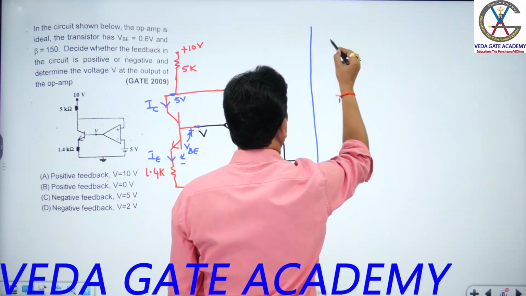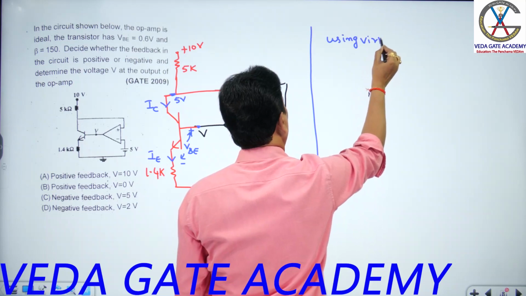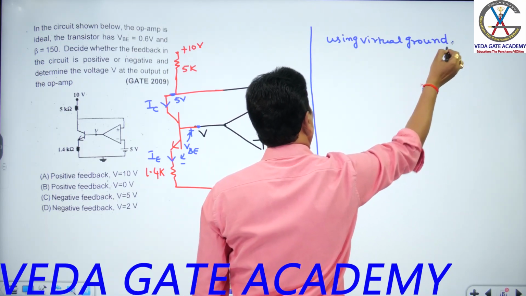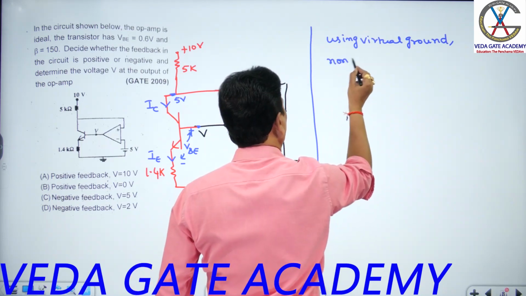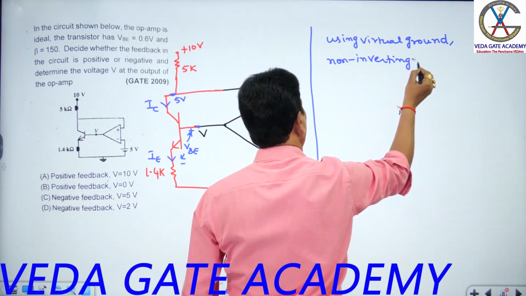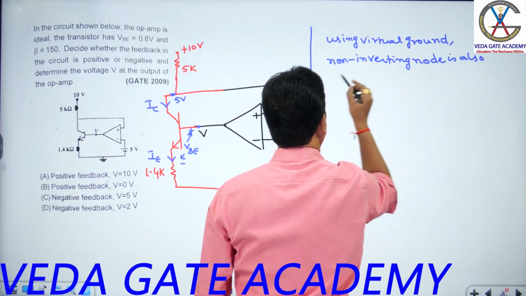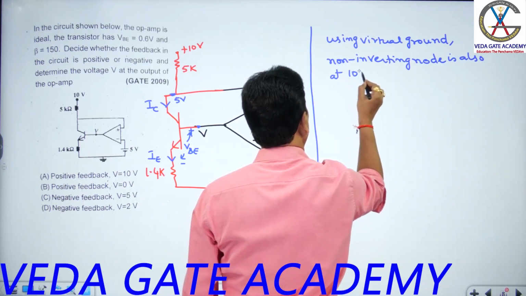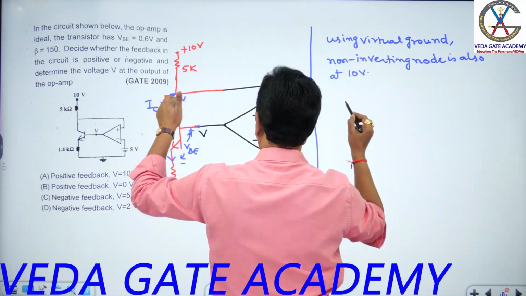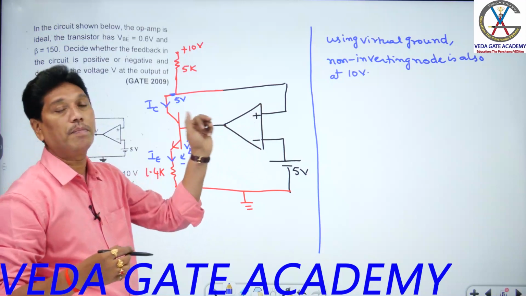Now I can go for using virtual ground. The non-inverting node is also at 10 volt. Now I can define the collector current, students, in this one. No current passes between the input terminals of the op amp, students.